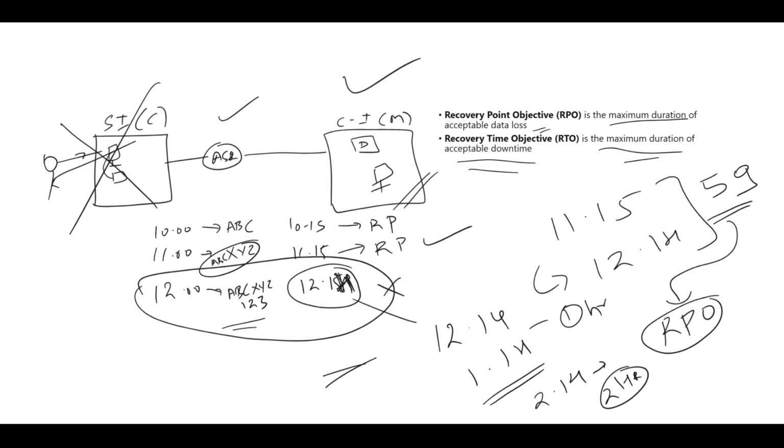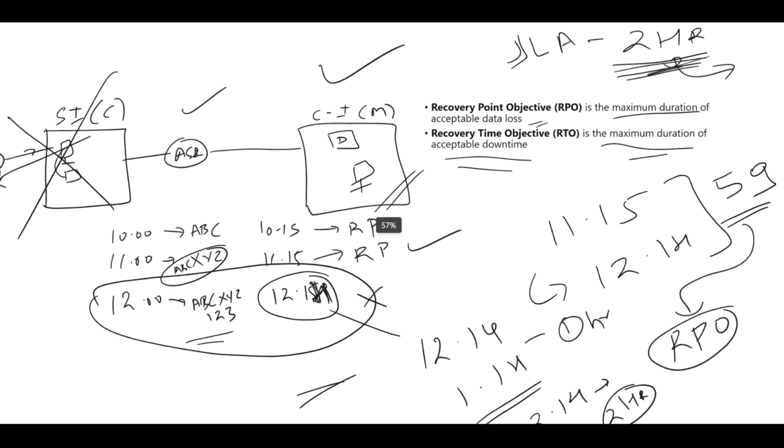So by default, Microsoft is saying when you use ASR, you will have your site up and running within 2 hours. So that is the SLA for Azure Site Recovery, which is 2 hours. If it is exceeding 2 hours, then Microsoft will provide you credit for this service.